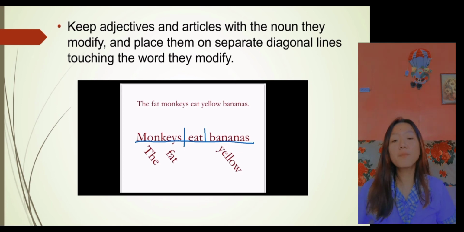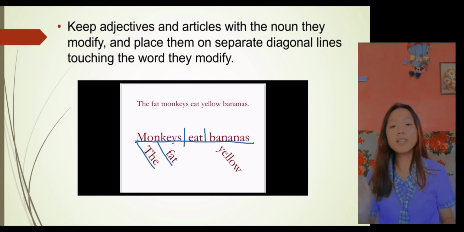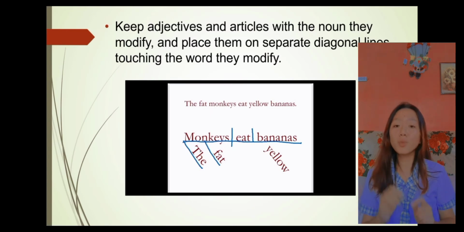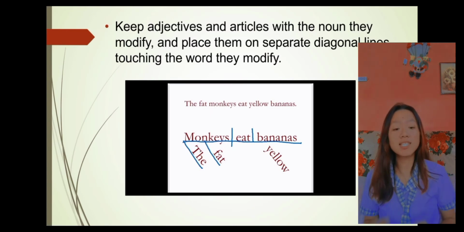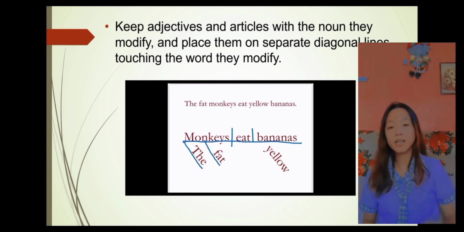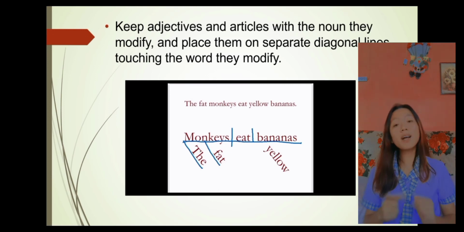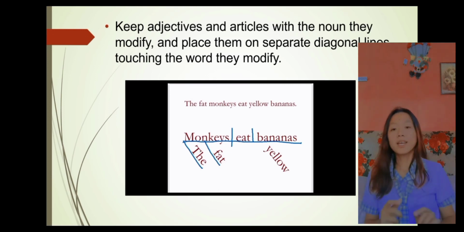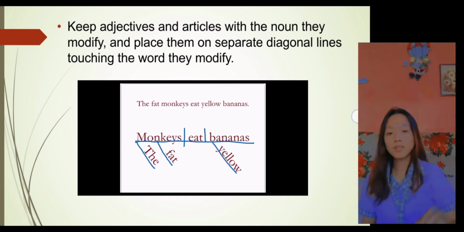The and fat are both words that describe the monkeys, so they need to form a unit and stay together as a unit in the diagram. We indicate this by placing those words on their own separate diagonal line that touches the word that they describe. The and fat describe the monkeys, so they are connected with the monkeys in the diagram. Yellow describes the bananas, so it's on its own diagonal line coming out from the bananas.